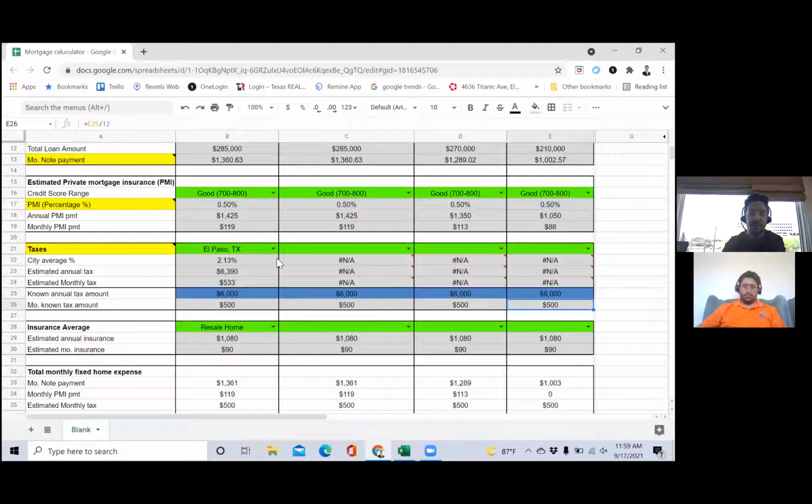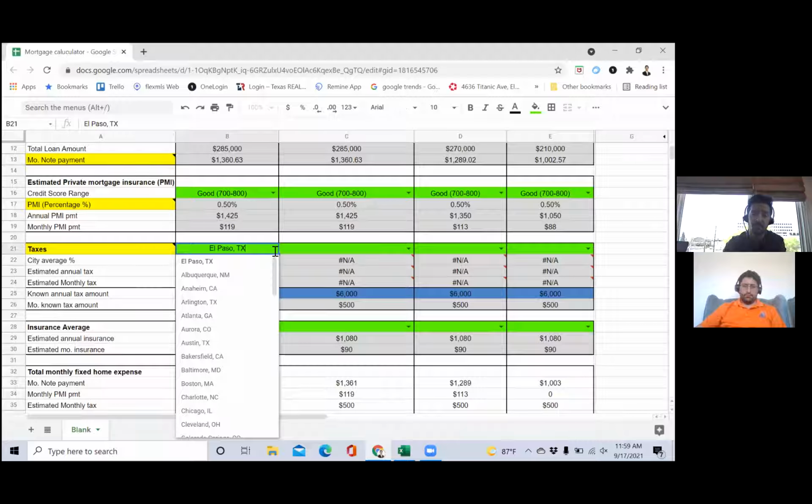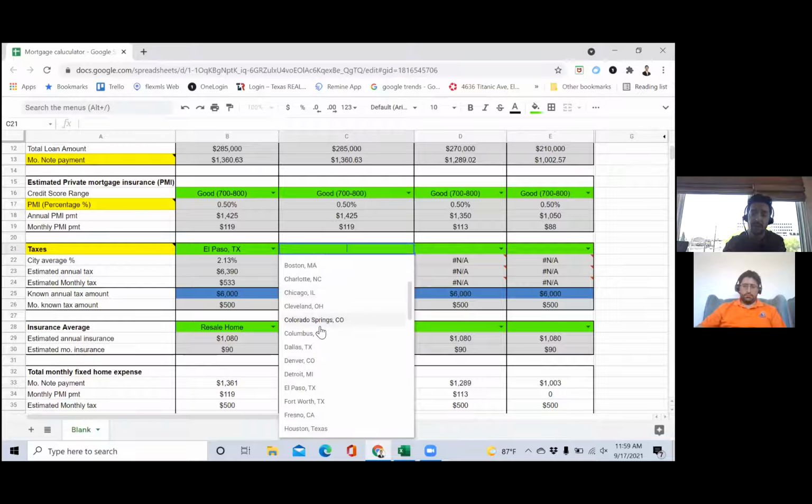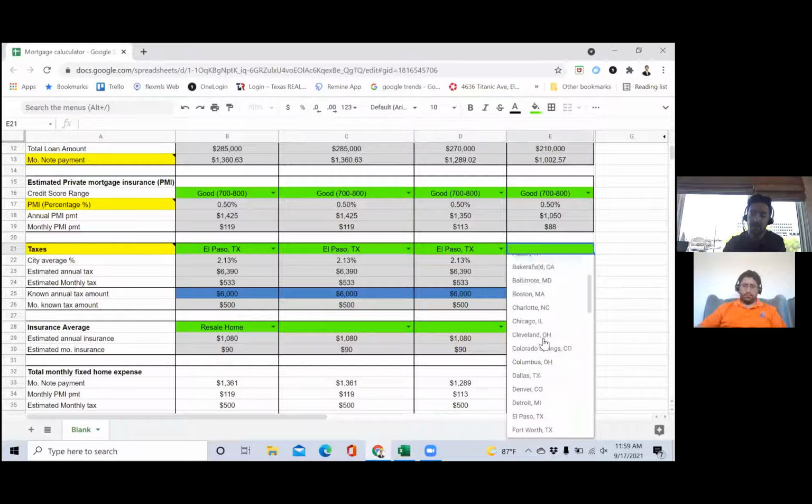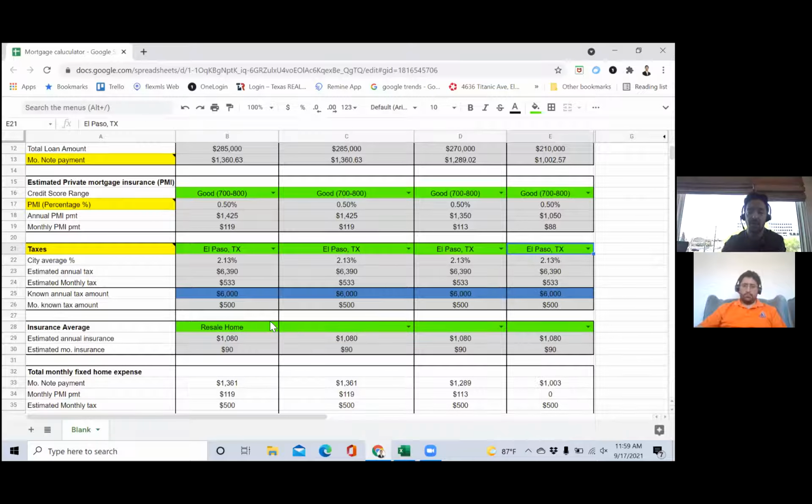If you're too lazy and just need a quick answer, you can also just select your city, El Paso, Texas. That's where we're based out of. And it'll generate it. So let's just say you don't know your tax value, I just put El Paso and it'll take this estimate. Again, it's an estimate. I would rather be more specific. So if I were you, I'd go to the county website and input the specific tax amount.